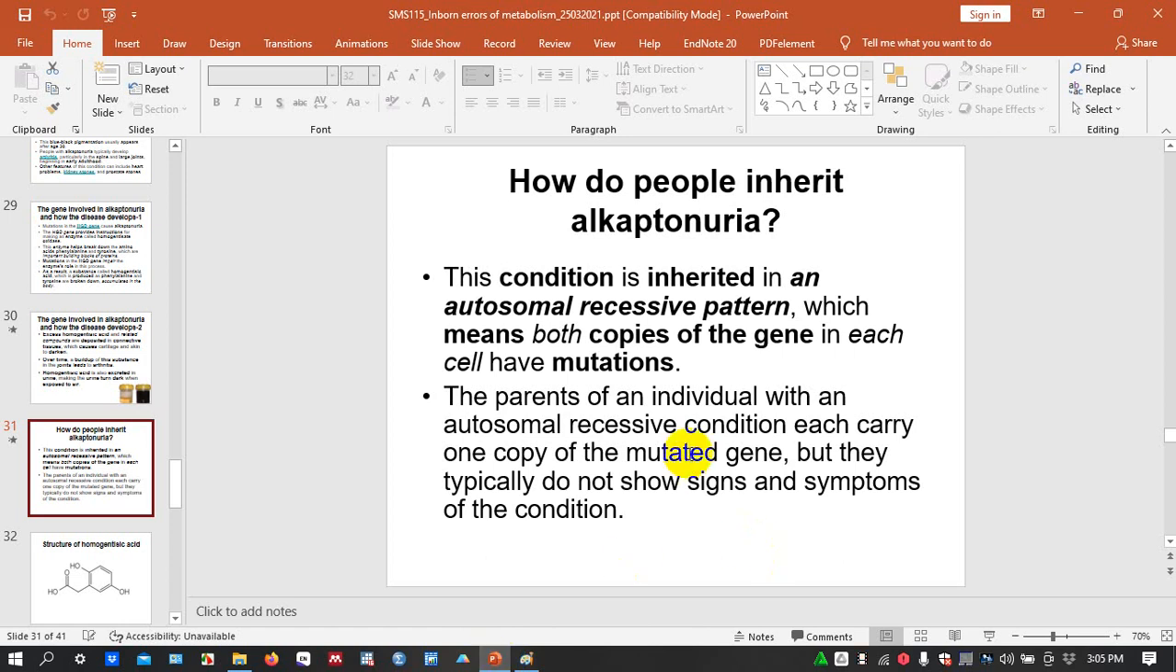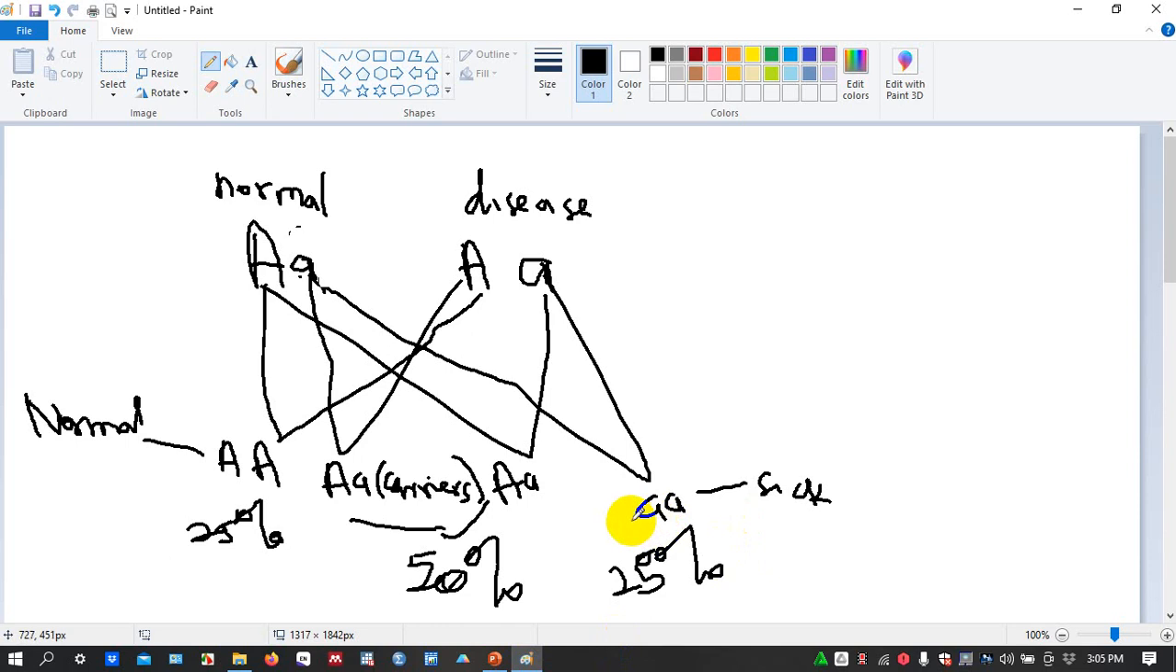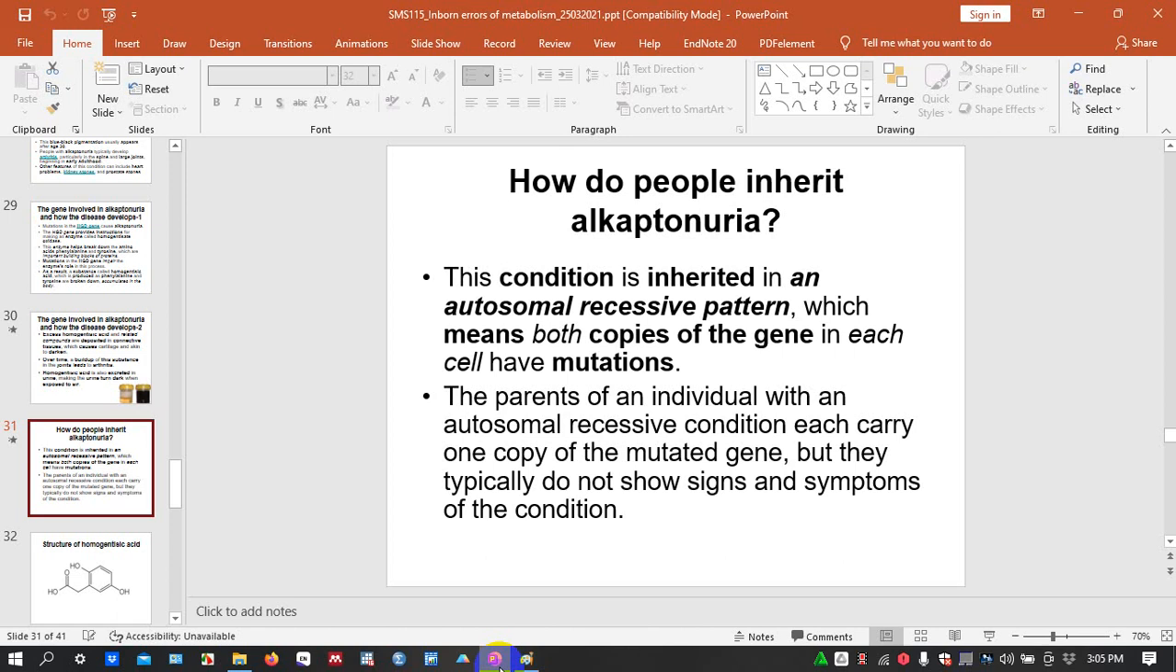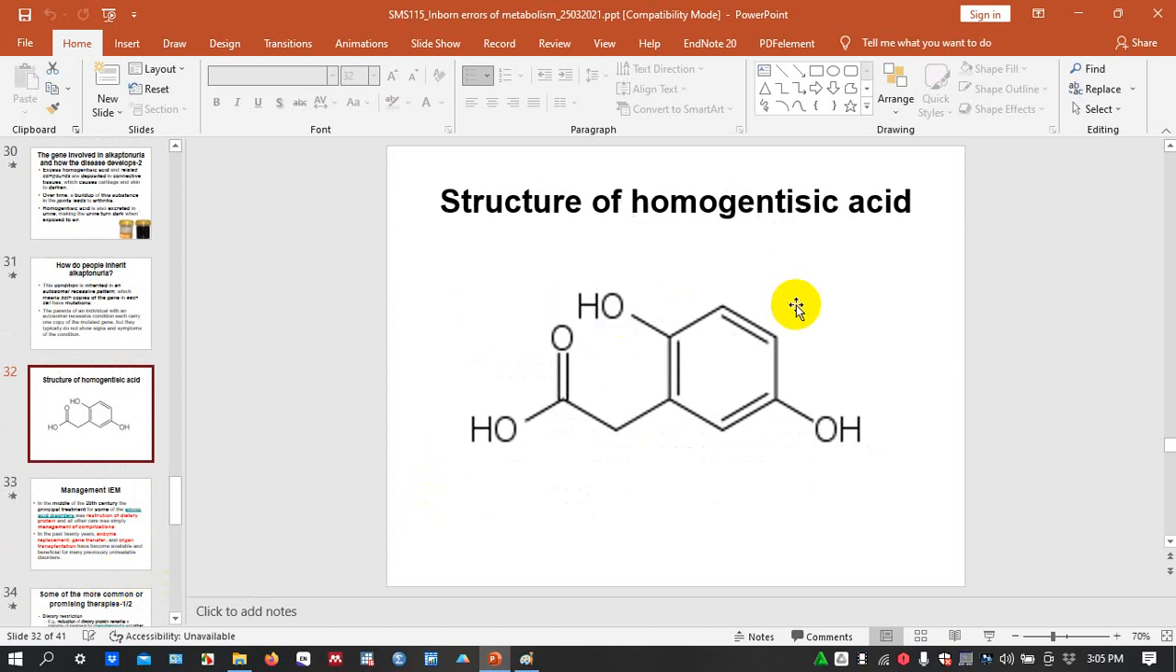The parents of an individual with an autosomal recessive condition each carry one copy of the mutated gene from the mother and the father, but they typically do not show signs and symptoms of the condition. This is a recessive, so it is autosomal recessive. It's in the body cells. The parents are carriers. They have the normal gene and the recessive one, which is the disease gene. So the parents are carriers, but they will give birth to a baby who is sick. So this is the homogentisic acid structure.